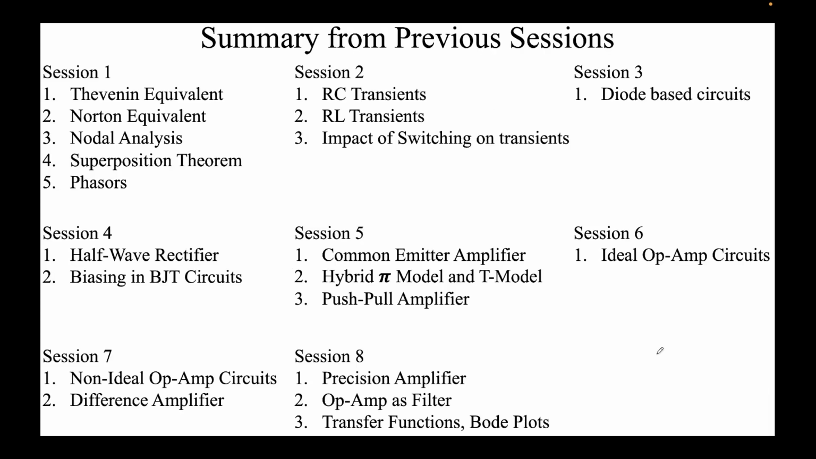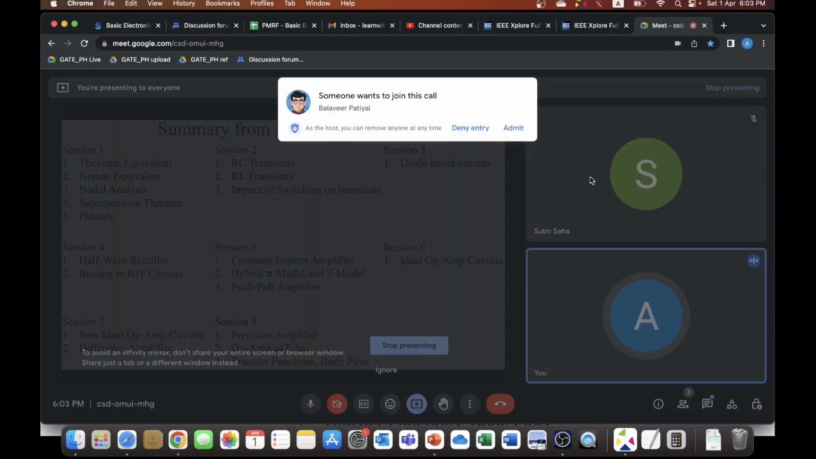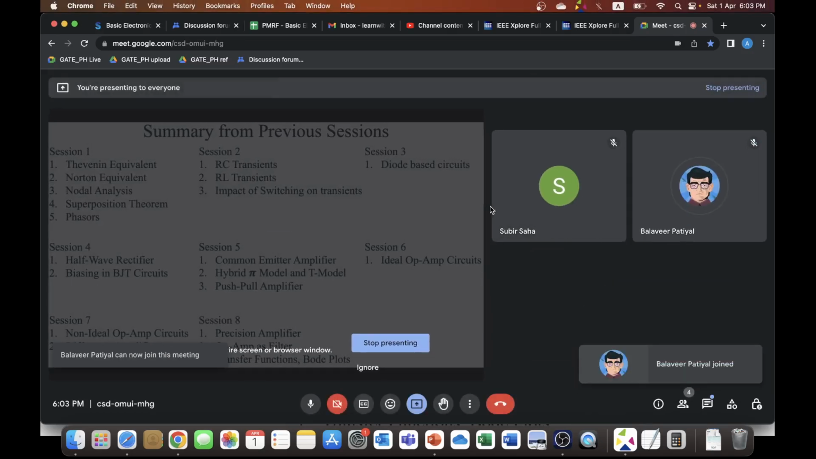Over the past 8 sessions, we have been talking about, as the topic suggests, electronics, some relevant topics of electronics. In the first session we talked about Thevenin and Norton equivalence, the nodal analysis of circuits, and the superposition theorem. Finally, we had looked at phasors. Phasors are nothing but the sinusoidally steady state of various currents and voltages that we frequently encounter in problems related to circuits of basic electronics.